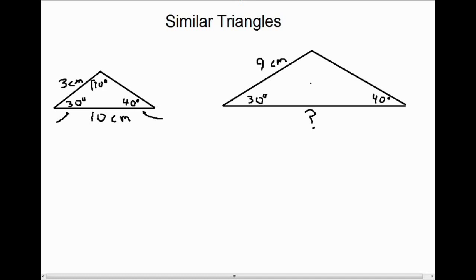So with the bigger triangle, this angle here also has to be 110 degrees for the same reason. 30 plus 40 plus 110 makes 180. So we've confirmed the fact that these are similar triangles.